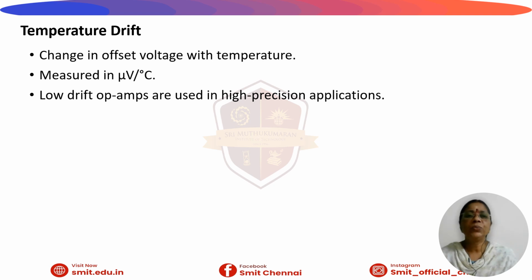Bias current change with the temperature. It is typically expressed in units like microvolt per degree centigrade and nanoamperes per degree centigrade. It is measured in that range, and low drift op-amps are used in high precision application. Since the value of the current or offset is changed with temperature, it is called temperature or thermal drift.